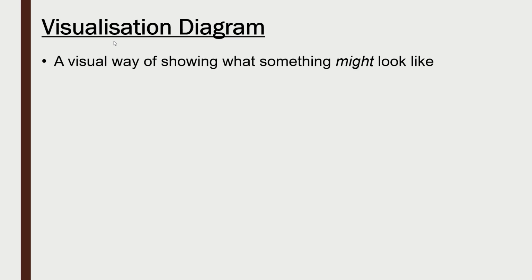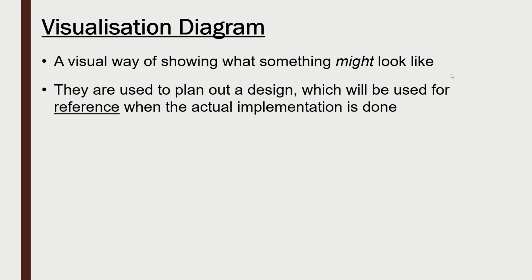So bearing in mind we're still in our planning phase, we haven't actually made our product yet, we're still just deciding what it's going to look like. This is a way of showing how it might look. And so yeah, they're used to plan out a design, which we're going to use during execution as a reference when we actually create our product. So maybe we are creating a website in execution. In planning, we're going to create a visualization diagram of our layout of our website, let's say.